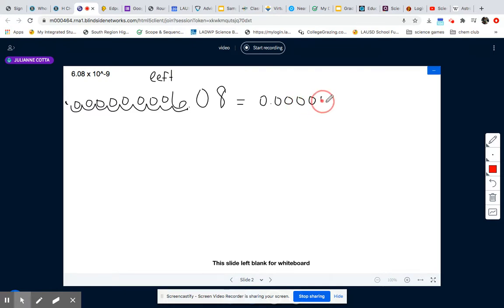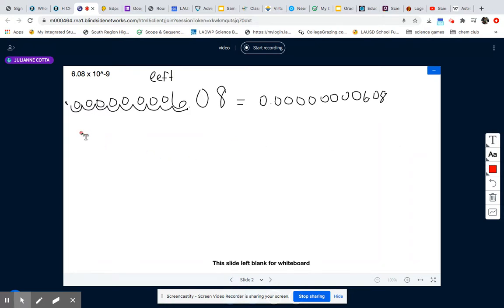So I'm going to write my 8 zeros. 5, 6, 7, 8. Not the prettiest. That's okay. You get what I'm doing. And then the 608. And that's my final answer. So this is changing the scientific notation into a standard number. Let's try another one on the opposite end now.